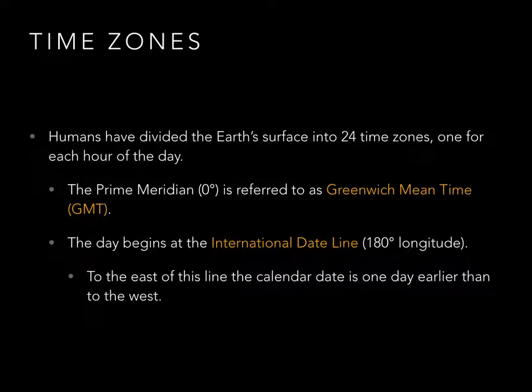Time zones. Humans divide the Earth's surface into 24 time zones, one for each hour of the day. The prime meridian at 0 degrees longitude is Greenwich Mean Time, or GMT. Actually, though, the day begins at the international date line in the middle of the Pacific at 180 degrees longitude. To the east of this line, back towards the United States, the calendar date is 1 day earlier than to the west, towards China.